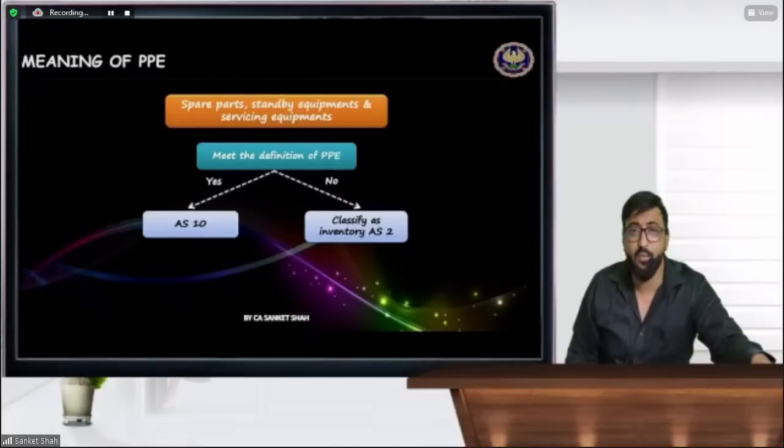So classify as inventory under Accounting Standard 2. So if it meets the definition, yes, it is AS 10, and if it does not meet the definition, it is Accounting Standard 2.